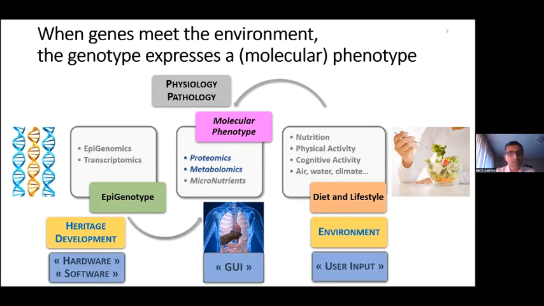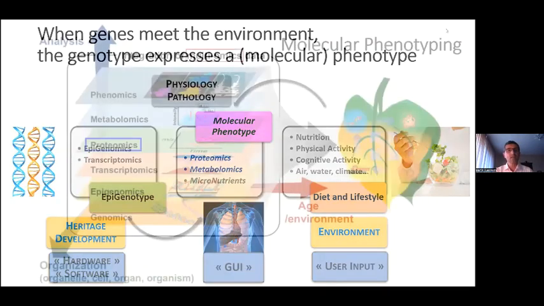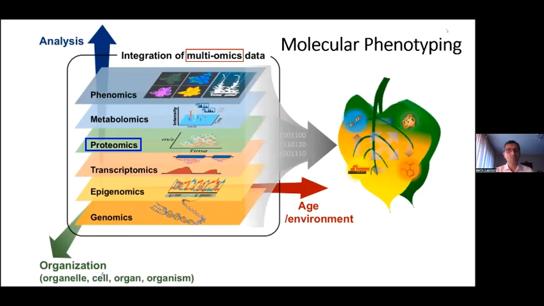And if we all were computer scientists, we could say we have on the left-hand side the hardware and the software, on the right-hand side the user input, and then we have a graphical user interface, so to say, to interrogate what's going on at molecular level. So we are using different platforms, omics platforms here, and my focus will be on proteomics. This is just to say that these omics change across the organization of an organism. So you can look at organelle, cell, organ, or whole organism level. Of course, they change over time as we age and as the environment changes. And these analysis levels are very challenging to be integrated.